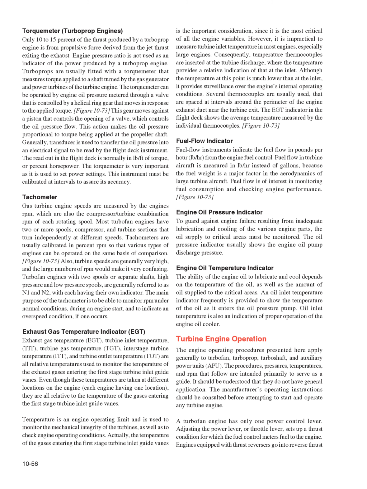Exhaust gas temperature indicator. EGT, exhaust gas temperature, turbine inlet temperature, TIT, turbine gas temperature, TGT, interstage turbine temperature, ITT, and turbine outlet temperature, TOT, are all relative temperatures used to monitor the temperature of the exhaust gases entering the first stage turbine inlet guide vanes.